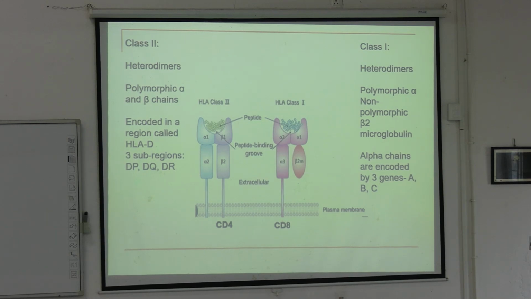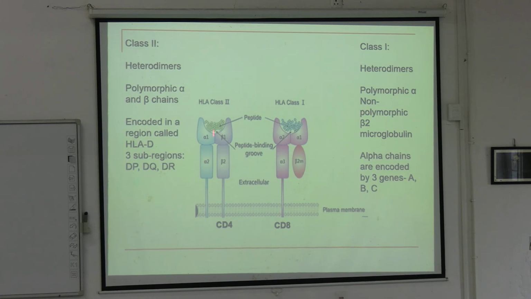So now coming to MHC class 2. We have polymorphic alpha and beta chains. The alpha chain will have 2 domains, alpha 1 and alpha 2, and the beta chain will also have 2 domains, beta 1 and beta 2. Now here the peptide binding site is between alpha 1 and beta 1. So the alpha 1 domain and beta 1 domain will form a cleft which will be the peptide binding site for MHC class 2 molecules.